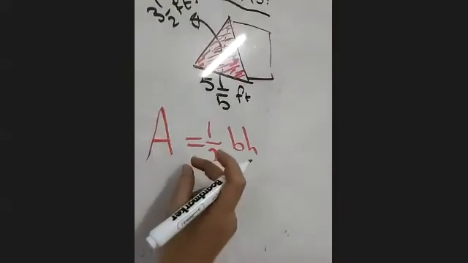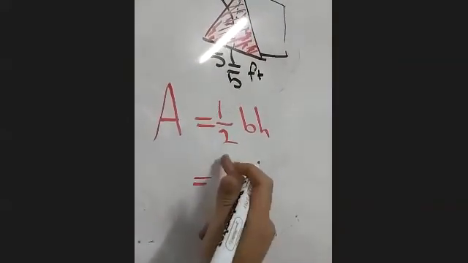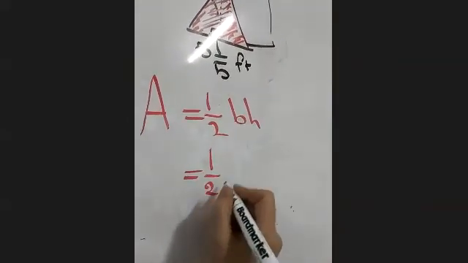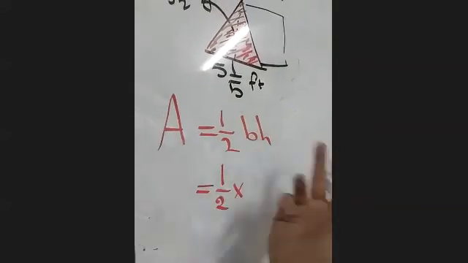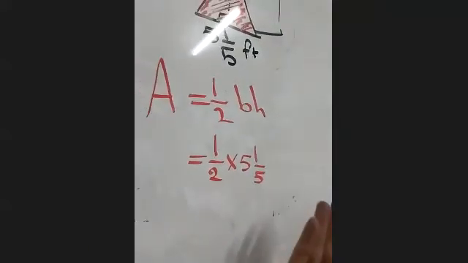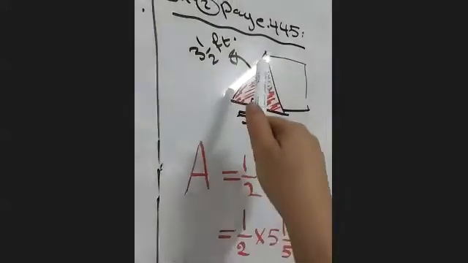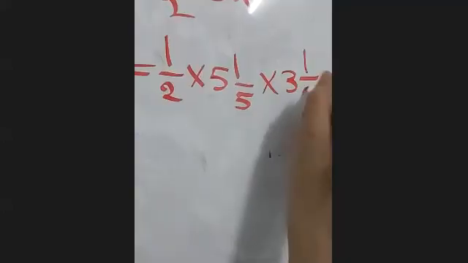The second step, we put the equal under equal. The half comes down. Multiply the base. How much is the base? 5 and 1 over 5. Put it. It's easy, don't be confused, okay? Slowly. Then multiply what? The height. How much is the height? 3 and half. Is this difficult? No.